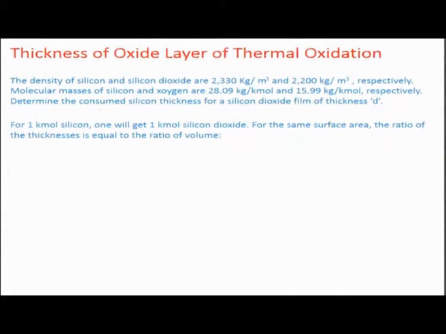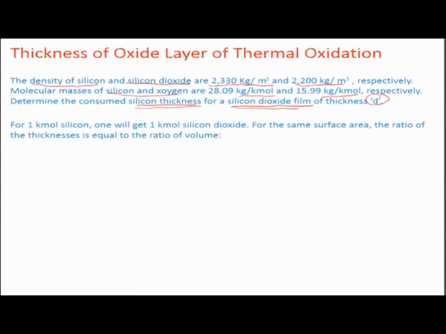So we have a case here where we want to find out what is the thickness of silicon consumed for a certain silicon dioxide film to grow on the surface. Some parameters are given, for example, the density of silicon and that of silicon dioxide in kg per unit volume. Molecular masses are also mentioned for silicon and oxygen as kg per kilomole, and we want to find out what is the consumed silicon thickness for a film of thickness D formed because of a wet or dry oxidation process.